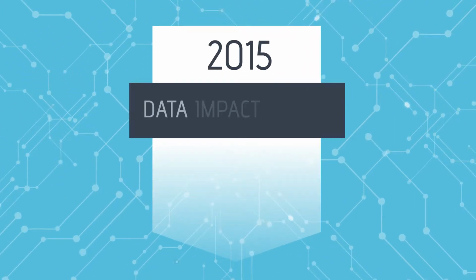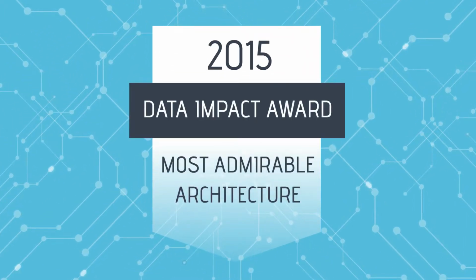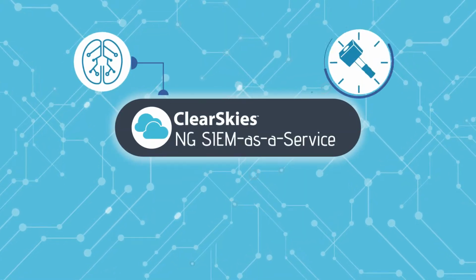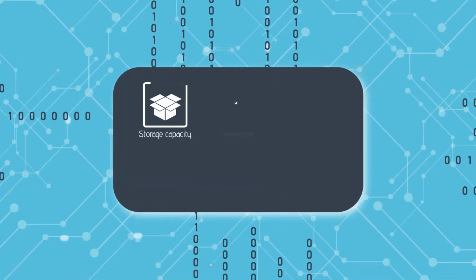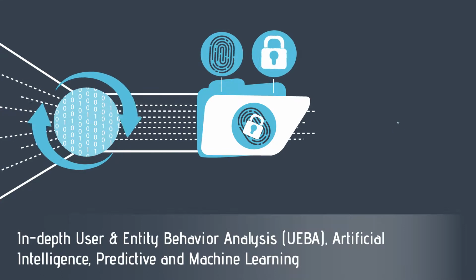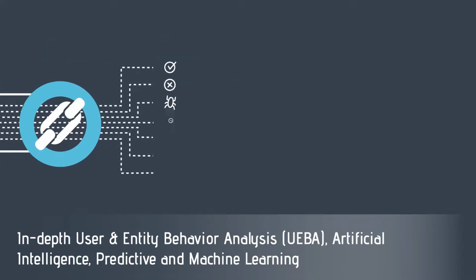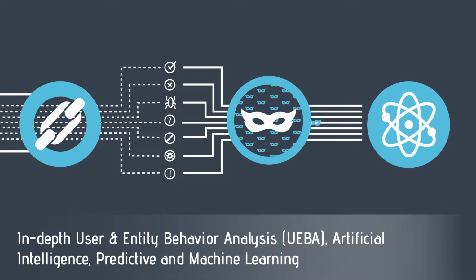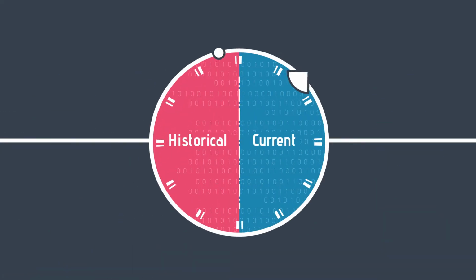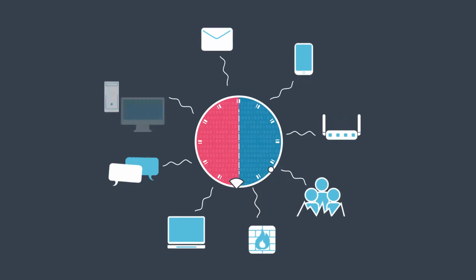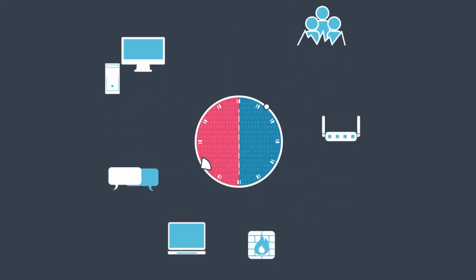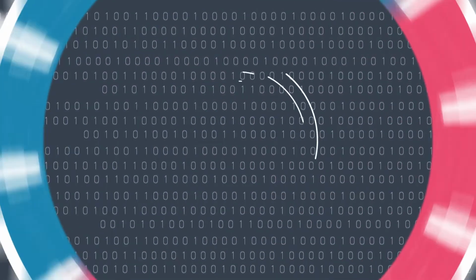Having received the 2015 Data Impact Award for Most Admirable Architecture, ClearSkies is an intelligent, robust, scalable, cost-effective, and flexible next-generation SIEM solution, which integrates the power of big data advanced security analytics. ClearSkies collects, archives, digitally signs, encrypts, normalizes, correlates, masks, and intelligently analyzes vast volumes of both historical and current log data in real time from heterogeneous data sources ranging from servers, applications, network and security devices, and user activities. It does so with speed, depth, and breadth that conventional SIEM systems are simply incapable of delivering.